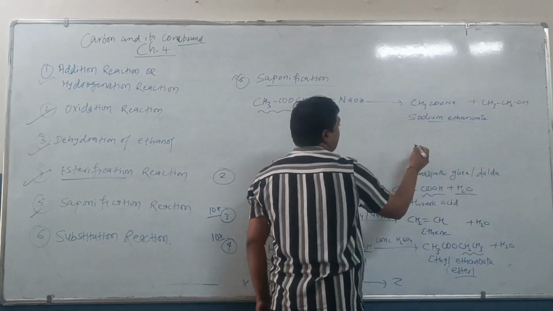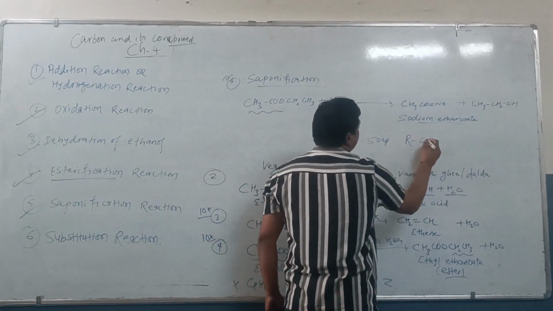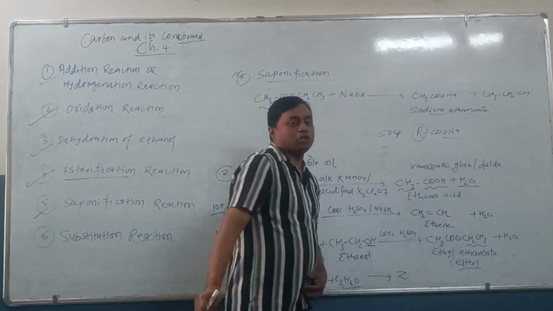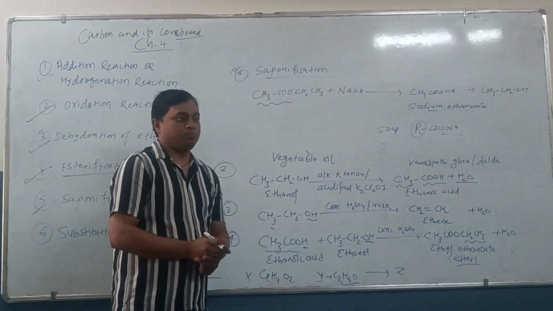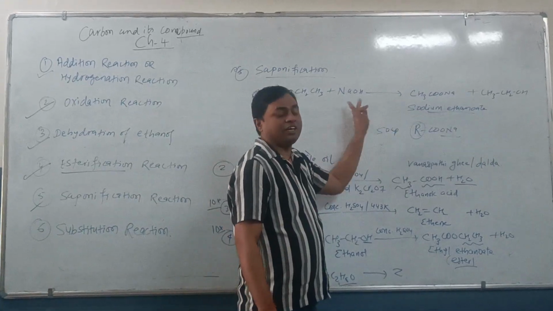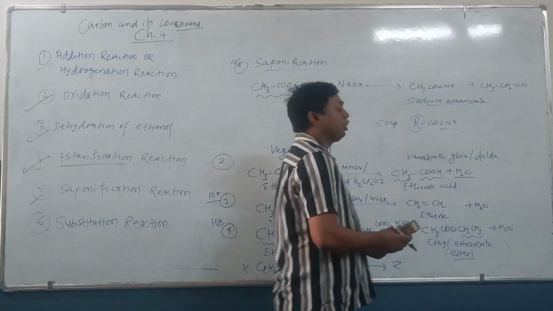This is actually a kind of soap. Soap is what? RCOONa. This is only soap. R here is what? In actual soap, R is a very large alkyl group, like C17H35. So in this process, soap is formed. That's why it is called saponification reaction. Same principle is used in the formation of soap.